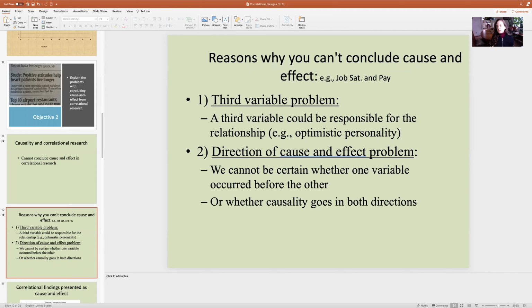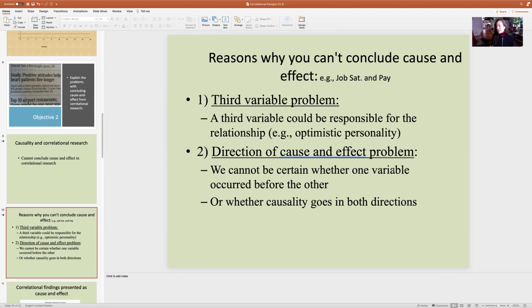Another problem is the direction of cause and effect problem. We can't be sure whether one variable occurred before the other variable or whether causality maybe goes in both directions. So let me go back to the example on job satisfaction and pay. We assume that the amount of money causes people to be more satisfied. So if you get paid more, that causes you to be more satisfied.